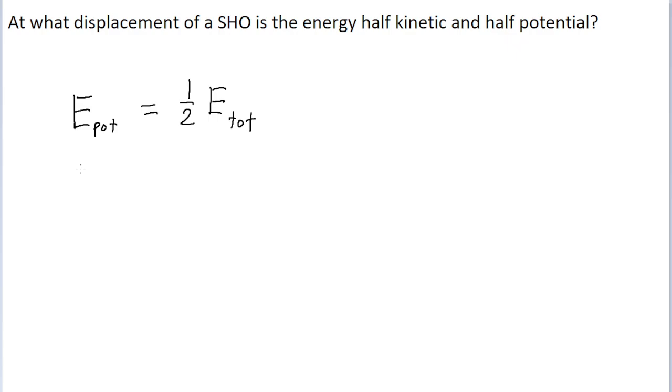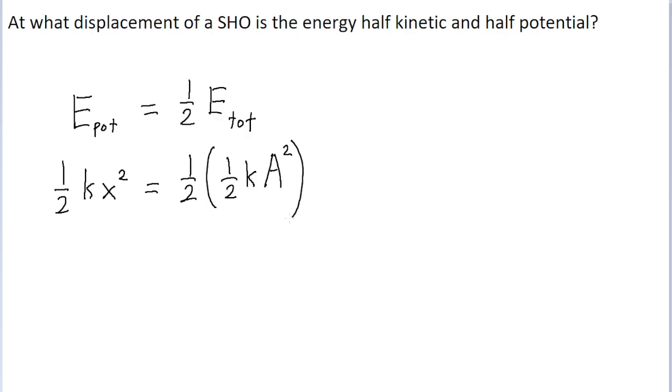Both potential energy and total energy for harmonic motion can be rewritten as equations in terms of position. So I'm going to expand both of these E terms out a bit. Recall that elastic potential energy is equal to 1/2 multiplied by k multiplied by x squared, and this is equal to 1/2 of the total energy, which, again, for simple harmonic motion, can be rewritten as 1/2 times k times the square of the amplitude of the oscillation.